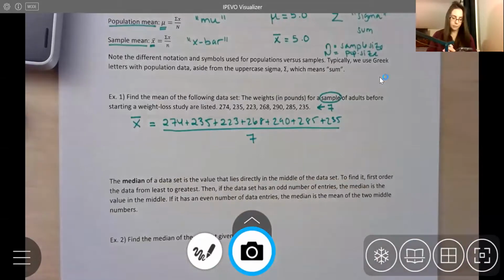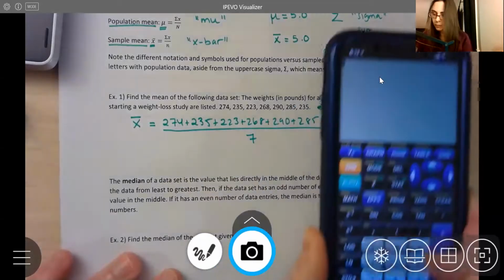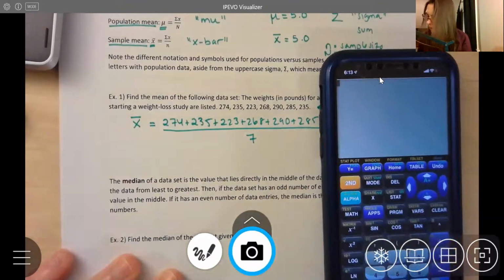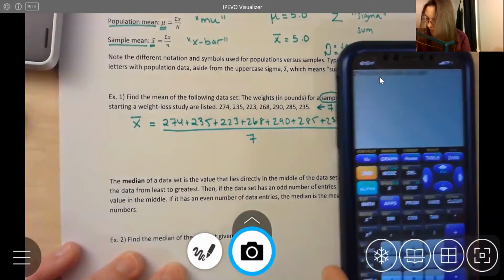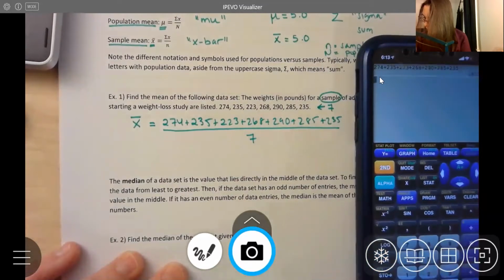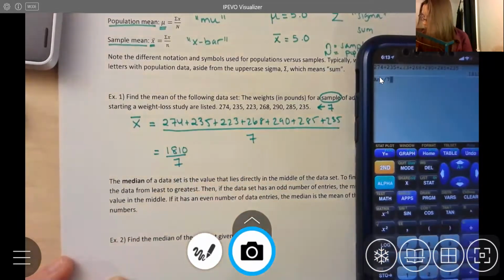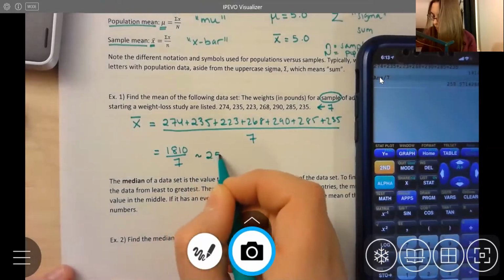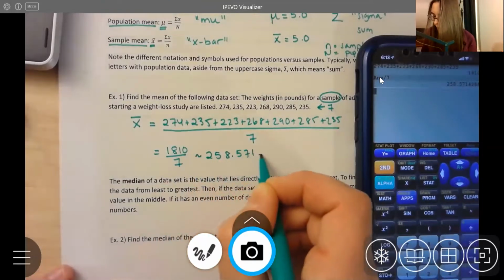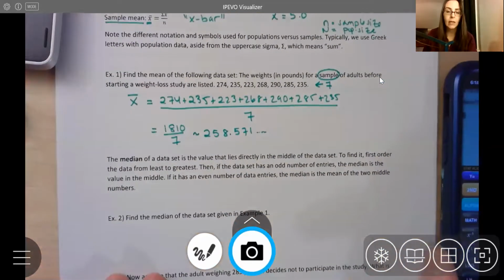So I'm going to take out my calculator. I use the app on my phone. I'm going to go ahead and add up these values. I have 274, 235, 223, 268, 290, 285, and 235. When I add those up, I get 1,810. And when I divide by 7, I get about 258.571, etc.